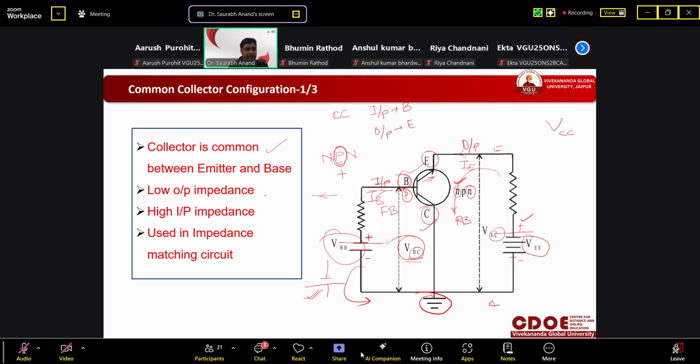So in common collector, we have low output and high input impedance. Common base was high output, low input. It is opposite. It is used in impedance matching circuits. It is also used in voltage followers. That is not in your syllabus, otherwise I could explain it to you.